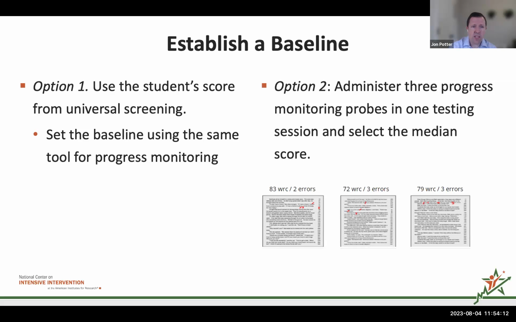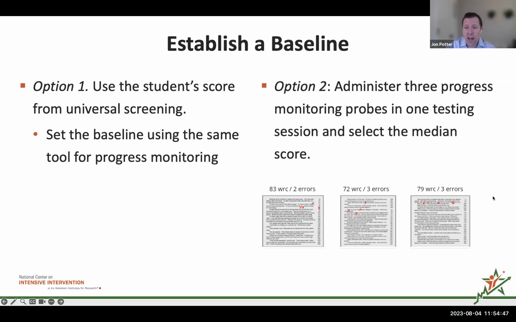All right. So in terms of establishing a baseline, there are a few different ways you can do this. I'd say the easiest way is option 1 on the left there, which is basically to use the screening score for the baseline. You're screening all kids, and even students with disabilities should receive academic screening 3 times a year. So we can use that as the same tool that we use for progress monitoring. For example, if you're using something like FastBridge or DIBELS or Acadience or any of those measures, we can use that as our baseline score because that screening score is a pretty robust, reliable, valid score.